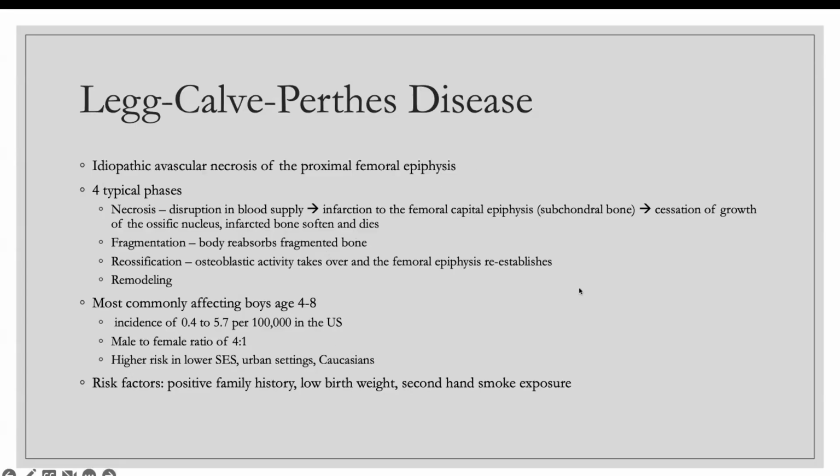Significantly favors males over females. And some risk factors include lower socioeconomic status, living in urban settings, and being of Caucasian ancestry, as well as positive family history, low birth weight, and secondhand smoke exposure. So again, that secondhand smoke exposure is always a common part of our pediatric physical history taking. So good to keep that in mind.